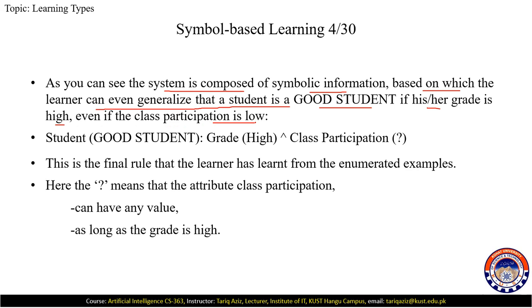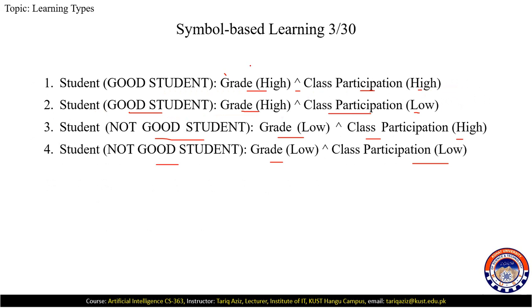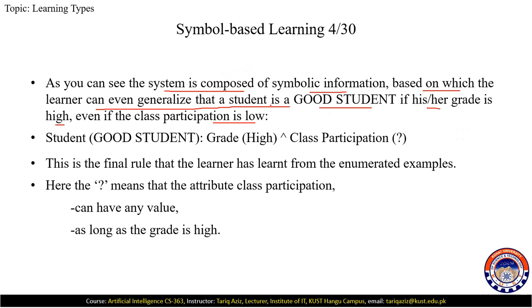Okay. So what are these? These are the symbols, or we can say this is the symbolic representation of knowledge. Now, by using this knowledge, our learner can generalize that if the student grade is high and his class participation is low, even though the student is a good student. So this is the rule. This rule is learner generated from these rules.